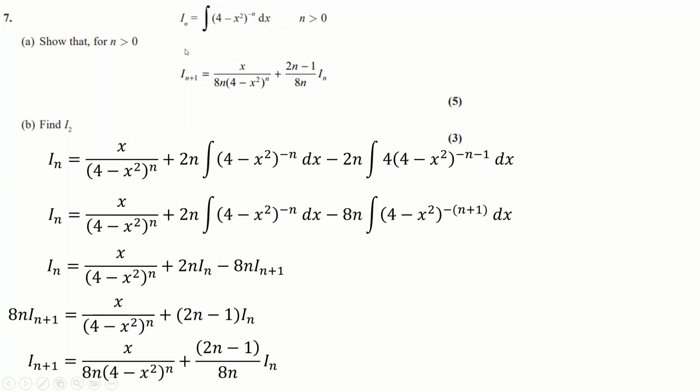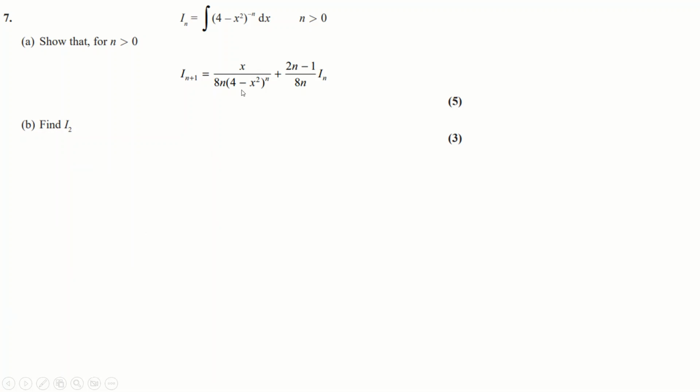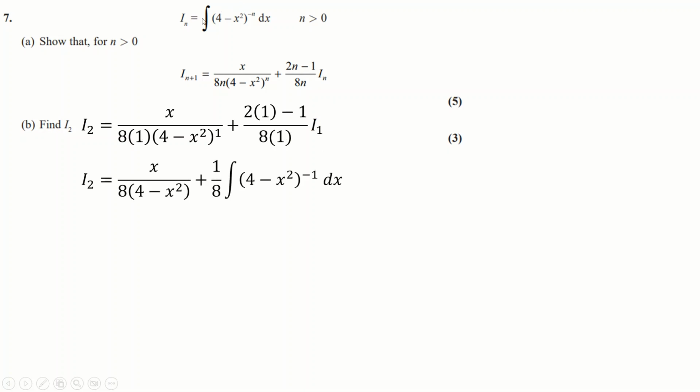Even if you didn't get it, you can still use this here, right? So for the second part of this question, they've given you the answer to the first bit, so you can still pick up these 3 marks. So find I2: we'll just replace n with 1 everywhere you see an n. Now this simplifies to this, and of course I1 is just this integral with a minus 1 there. So now what we have to do is think about how to integrate this.